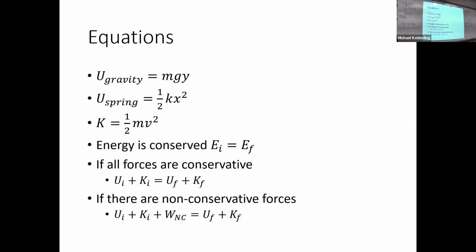So U for gravity is mgh or mgy. U for a spring is 1/2 kx squared. Kinetic energy is still 1/2 mv squared. Energy is conserved. E initial equals E final if all forces are conservative: U initial plus K initial equals U final plus K final. If there are non-conservative forces, U initial plus K initial plus work non-conservative equals U final plus K final.